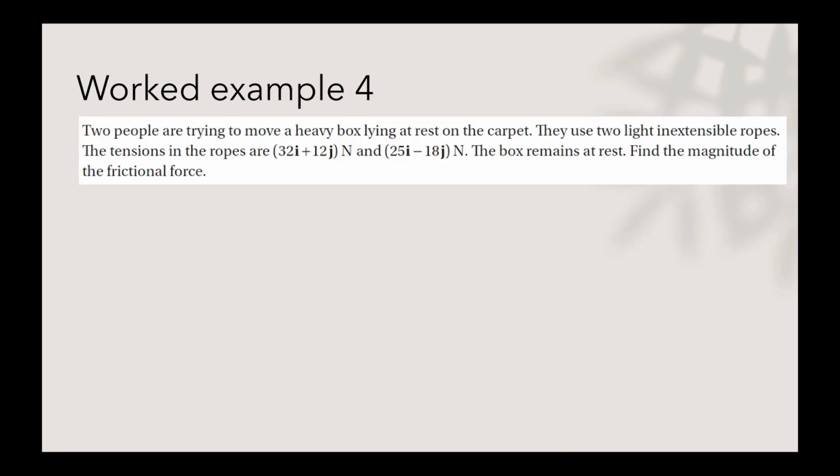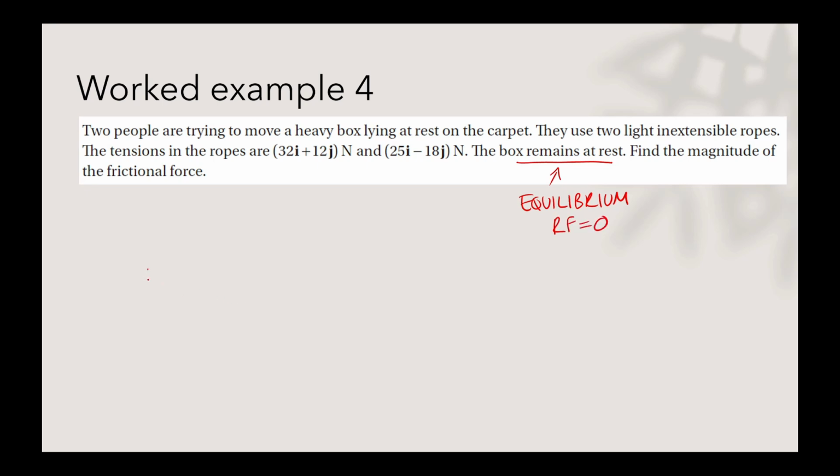So then moving on to our last example, it says two people are trying to move a heavy box lying at rest on the carpet. They use two light unextendable ropes. The tensions in the ropes are 32i plus 12j newtons and 25i minus 18j newtons. The box remains at rest. Find the magnitude of the frictional force. So the fact that it's at rest and remains at rest implies that it is in equilibrium, which means the resultant force is going to equal 0.